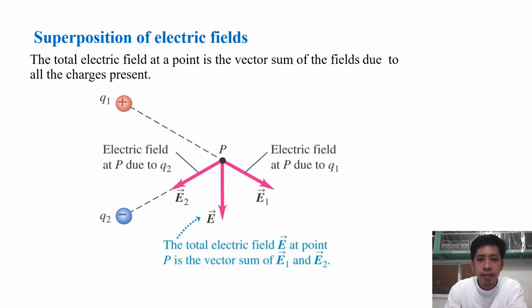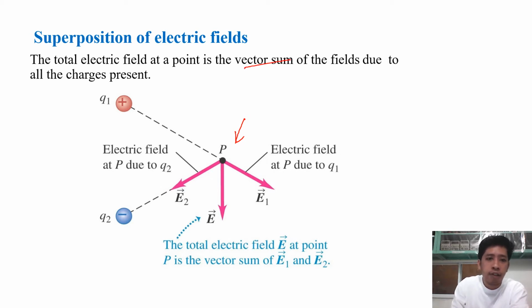In the same way that previously you had the superposition of forces, we also have the superposition of electric fields, because of course it's not always the case that you only have one charge at your source point. There are cases wherein you have many charges which create the electric field. The total electric field at a point is just the vector sum of the fields due to all the charges present.